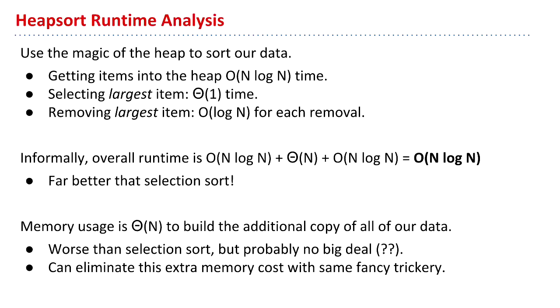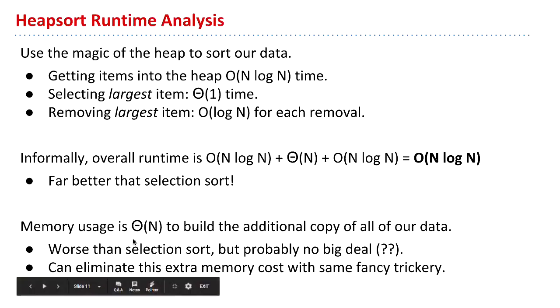Okay? Way better. So by using a heap and kind of contorting what selection sort means, we're able to do it much faster. Now the memory usage, because we made 2 arrays, was theta n, because we have to make that second array. And while that's worse than selection sort, which used no extra memory, it was all in place, it's probably not a big deal. Maybe. It depends on your situation.